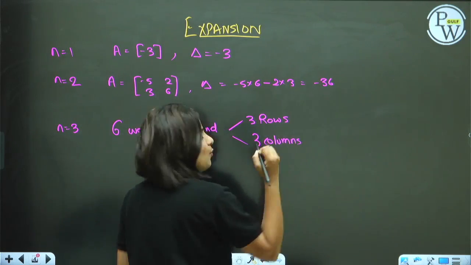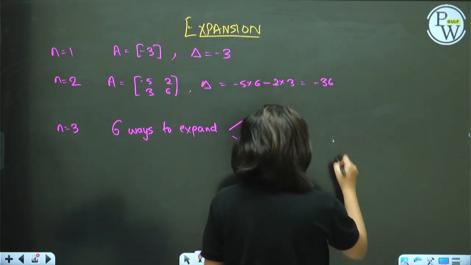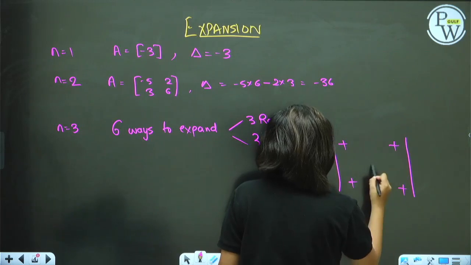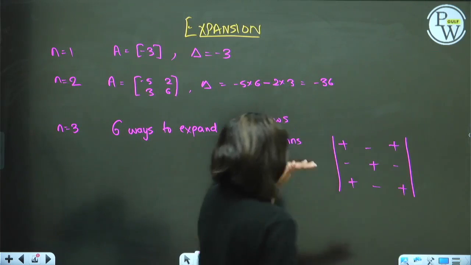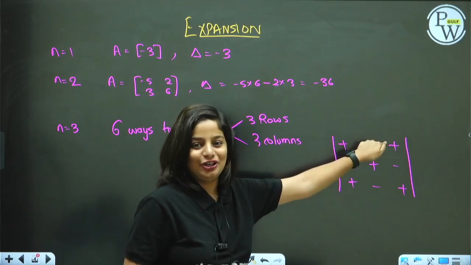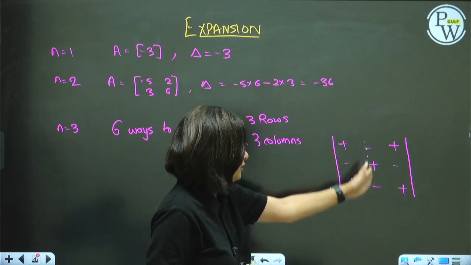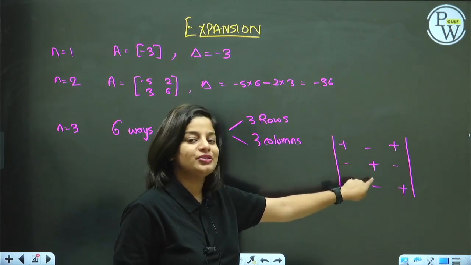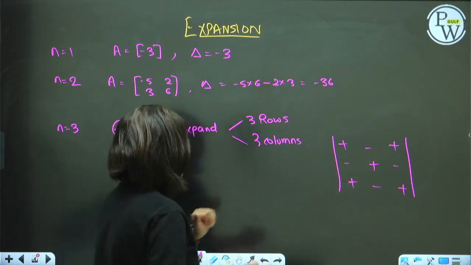What helps in expanding a determinant? This chart. This chart will help you while you're expanding any determinant. If you're expanding along row 1, first term positive, second negative, third positive. If you're expanding along column 2, first term negative, middle term positive, last negative. So this chart will help us, guys.